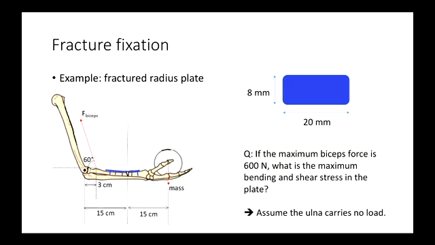When would be the best point to take your moments about? Where would be a logical spot to do it? Anyone? The joint would. So we'll put it at the elbow. Zero equals F biceps sine 60 times its lever arm, 3 centimetres.